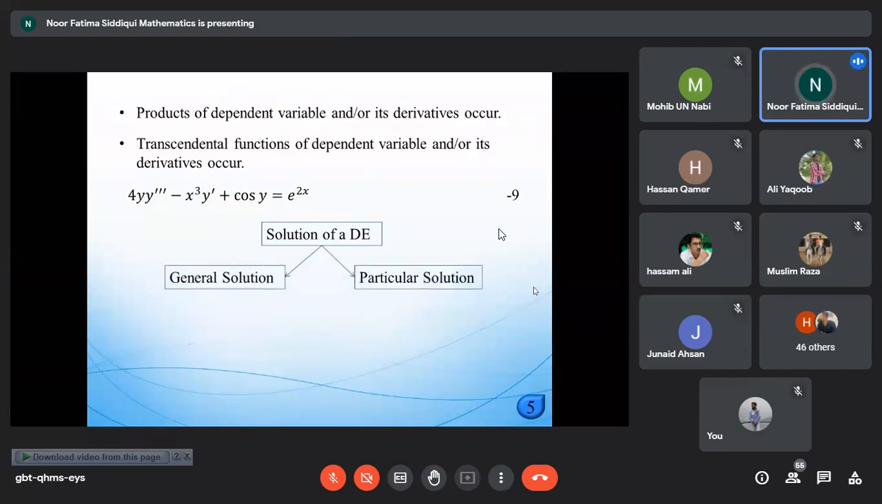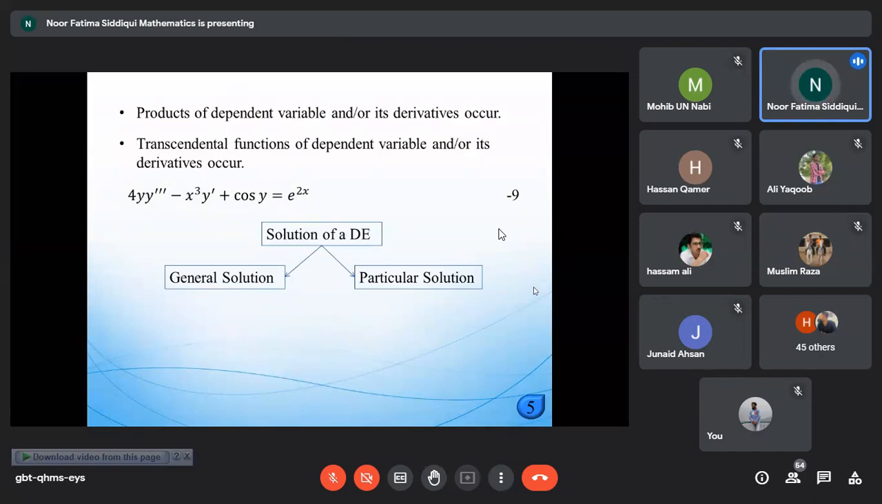We have two types: general solution and particular solution. First we discussed that any function which satisfies the given differential equation, or which makes the equation identical, means when I substitute the function in the differential equation, the left hand side would be equal to the right hand side. That is called a solution of a differential equation. Then I said that we categorize solutions into two: general solution and particular solution.